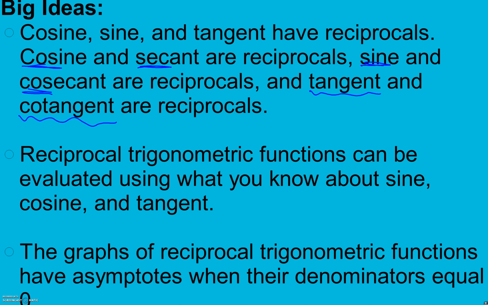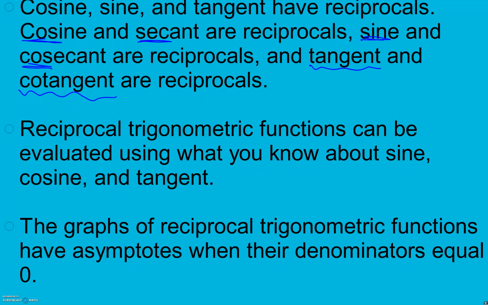The graphs of reciprocal trig functions have asymptotes where the denominators equal 0. So anytime sine equals 0, cosecant is going to have a reciprocal. We can't divide by 0.